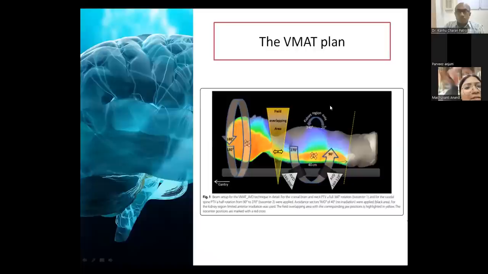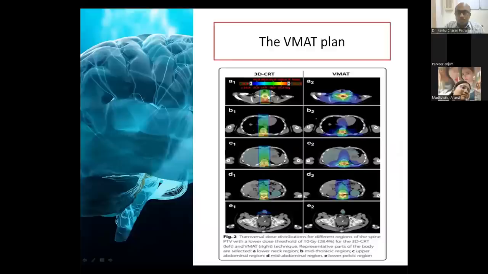So if you are planning a VMAT, usually in this article, you can go through it, full field for cranium, total arc, and for the spine you can go for the posterior arc, small arcs around the spine, not the full arc. And you can see the 3D CRT plan has less spillage in the lateral part, but the anterior spillage is more. But in the VMAT plan, lateral spillage is more and anterior spillage is less.